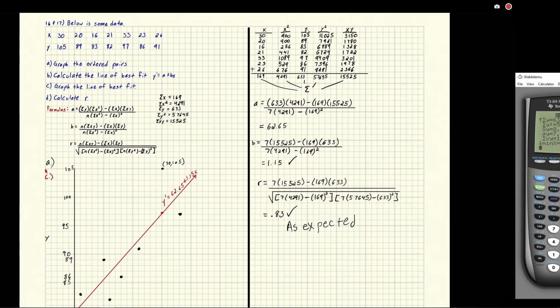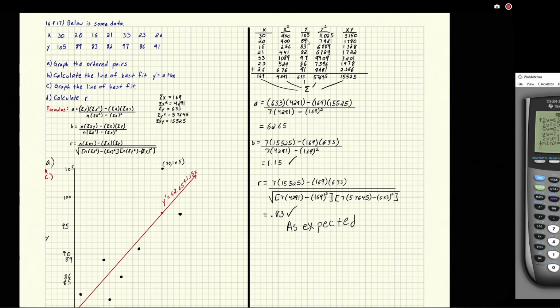y values. Now keep in mind you must write them in the way the ordered pairs go. So the 30 and the 105 and the 20 and the 89, they have to be on the same spot. So this 30, 105, 20, 89. So we just write this going the same way. If you write 91 first going the other way, you're going to have problems when you do the x times y column. So please make sure you write them in the same direction.